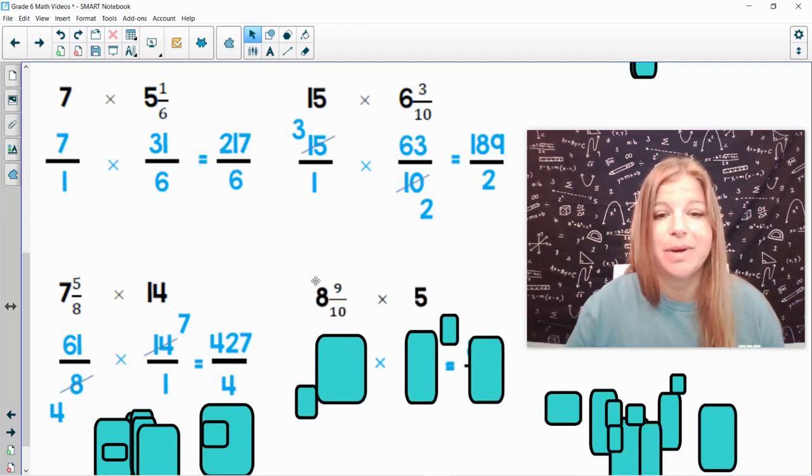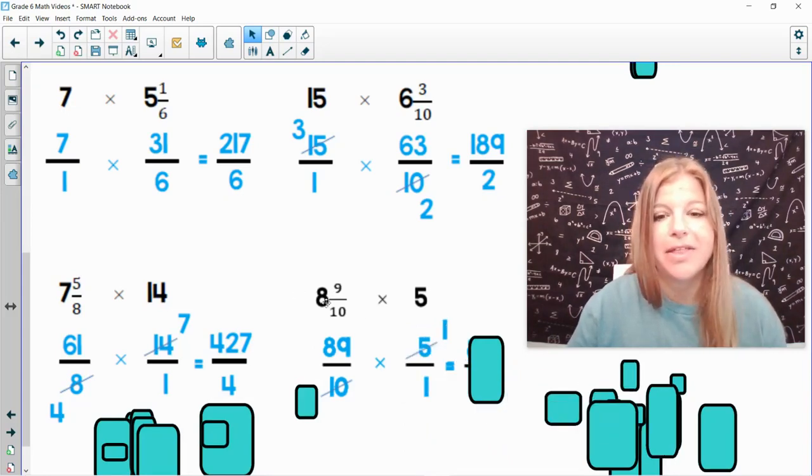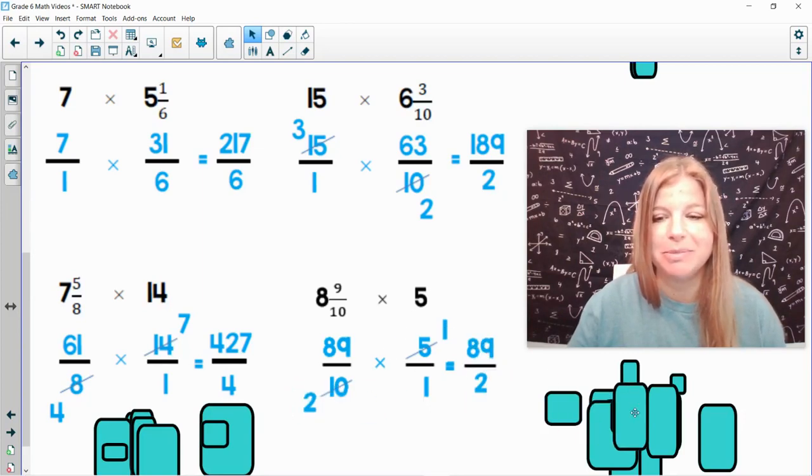Okay, and the last one, 8 and 9 tenths becomes 89 over 10. 5 is then just 5 over 1. I then cross simplify. My 5 over 10 becomes 1 over 2. 89 times 1 is 89, and 2 times 1 is 2. I hope we did well.